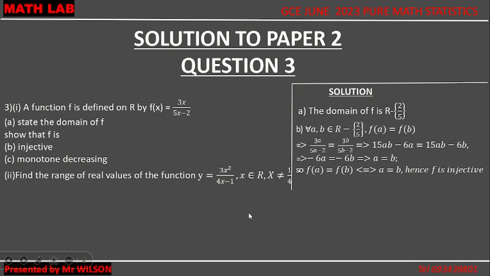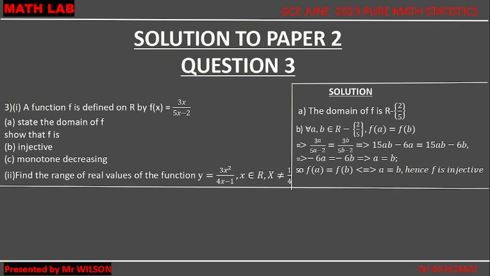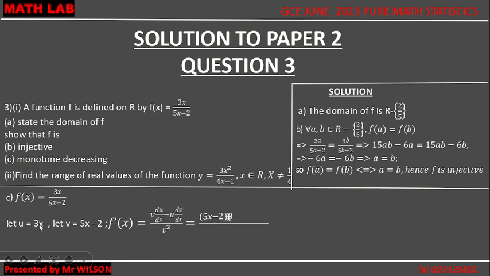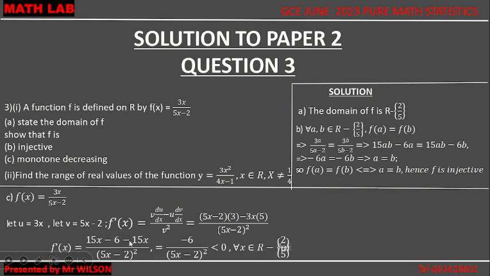Now with that, let us verify whether the function is monotone decreasing. Okay, so to do that, we first of all start by differentiating our function. To differentiate here, we're going to use the substitution u equals 3x. So we let u be equal to 3x and we let v be equal to 5x minus 2. From the quotient rule, that is f prime of x equals v du/dx minus u dv/dx all over v squared.